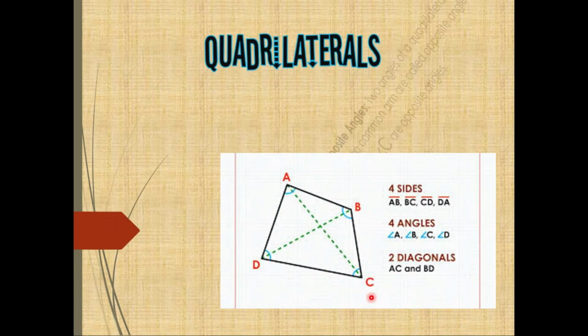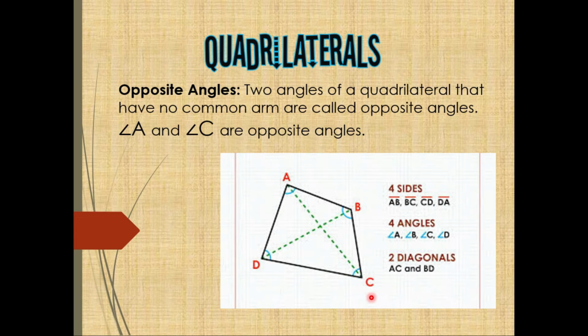The next part is opposite angles. Opposite angles are two angles of a quadrilateral that have no common arms. Opposite means they should not share anything in common. Opposite sides were also like this, they do not have anything common between them. Similarly, opposite angles, like angle A and angle C are opposite to each other, and angle B and angle D are opposite to each other. They are not sharing anything between them.